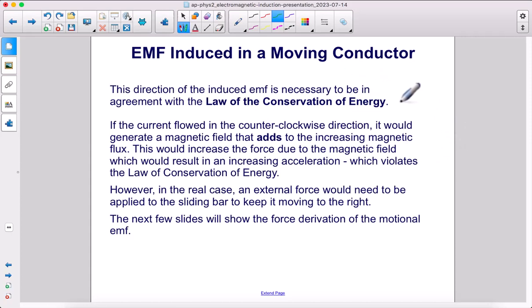This direction of the induced EMF is necessary to be in agreement with the law of the conservation of energy. If the current flowed in the counterclockwise direction, it would generate a magnetic field that adds to the increasing magnetic flux. This would increase the force due to the magnetic field, which would result in an increasing acceleration, which violates the law of conservation of energy. However, in the real case, an external force would be needed to be applied to the sliding bar to keep it moving to the right. The next few slides will show the force derivation of the motional EMF.